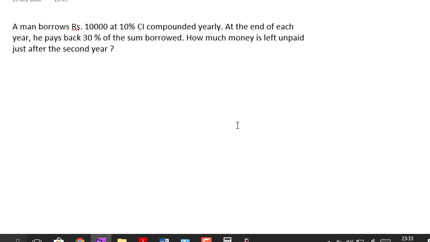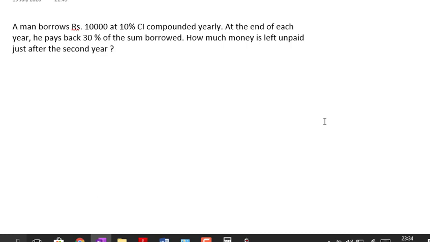Now let us see the next question. Question number 6. A man borrows rupees 10,000 at 10% compound interest, compounded yearly. At the end of each year, he pays back 30% of the sum borrowed. How much money is left unpaid just after the second year?